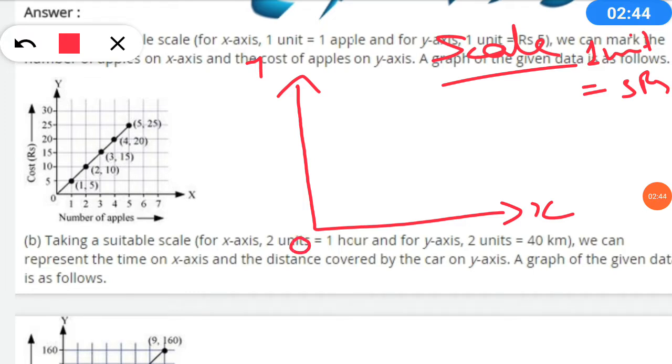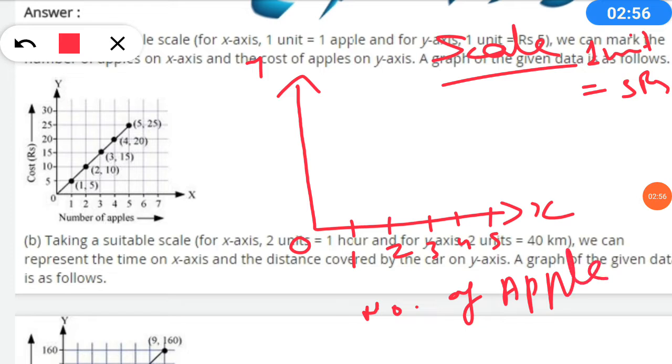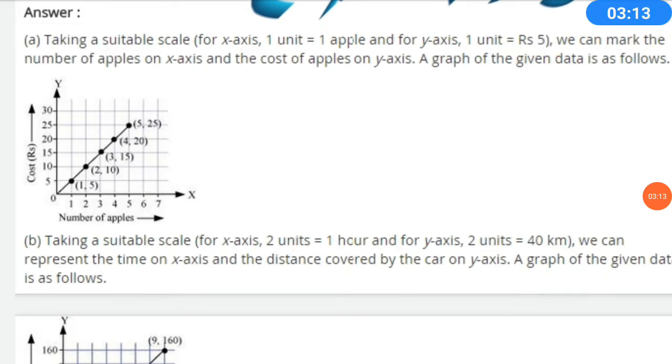So here we are going to mark origin O, then 1, 2, 3, 4, 5, as the number of apples are 5. So here we are going to mark the number of apples on the x-axis. On the y-axis cost is mentioned, so here we are going to mark the cost. So here it will be 5 rupees, then 10 rupees, then 15 rupees, like this. Again I will draw.